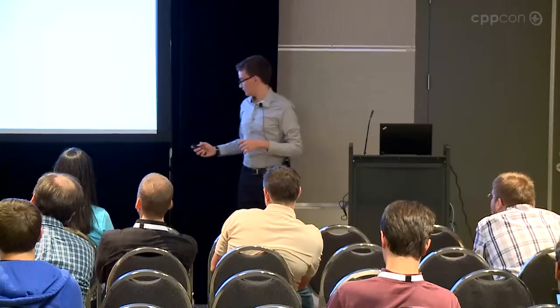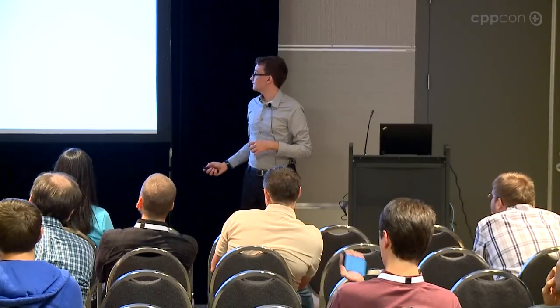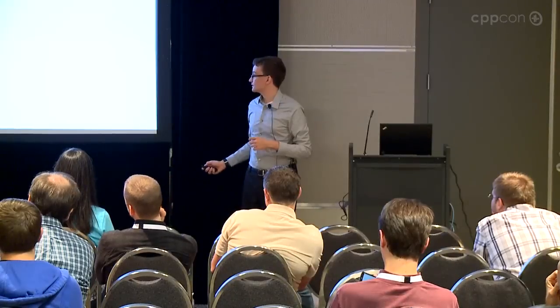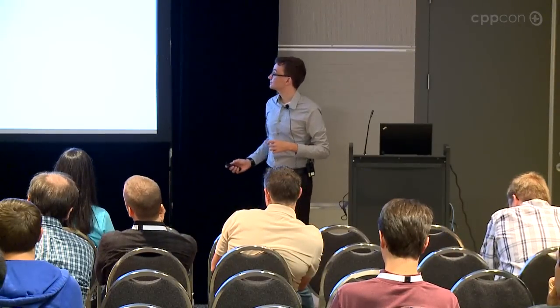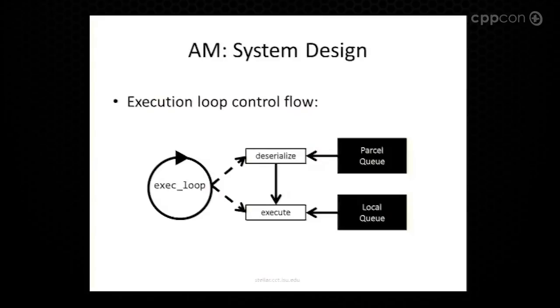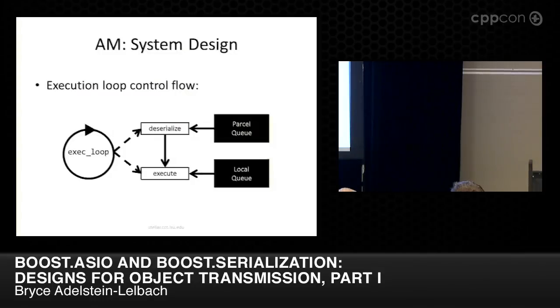And so in the deserialized case, we go from that just vector of char into an action, and then we do the reverse there. All right, so the execution loop flow is just this loop. It's spinning. It's hot. It's not waiting or anything. And it's going to either deserialize something or it's going to execute something.